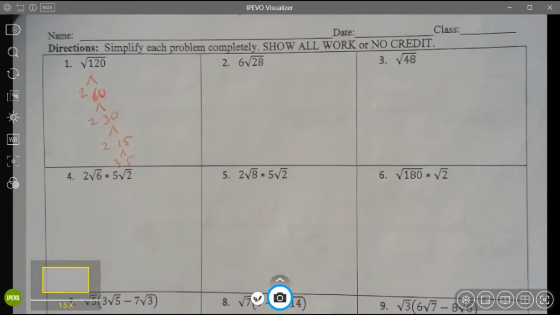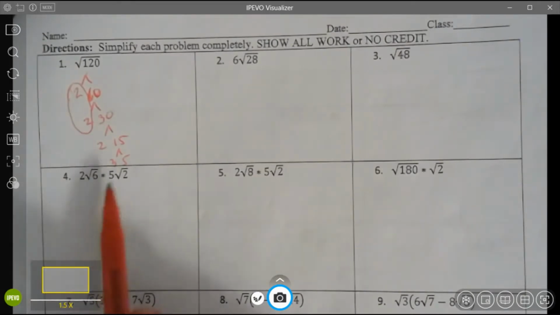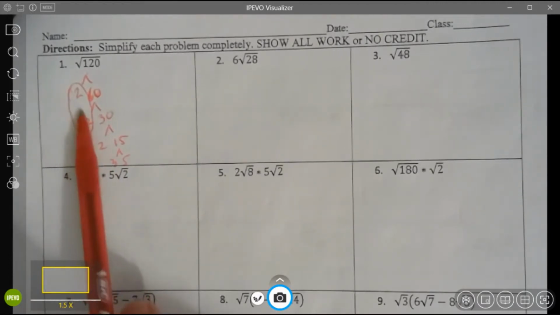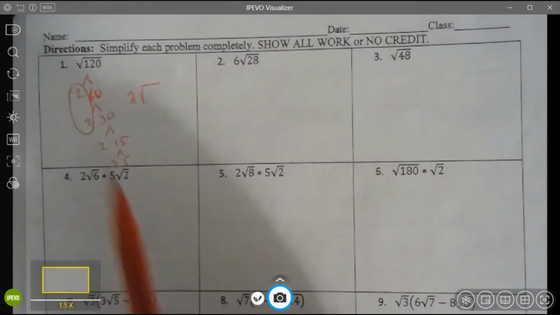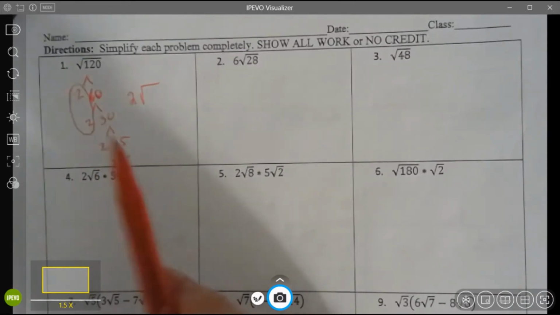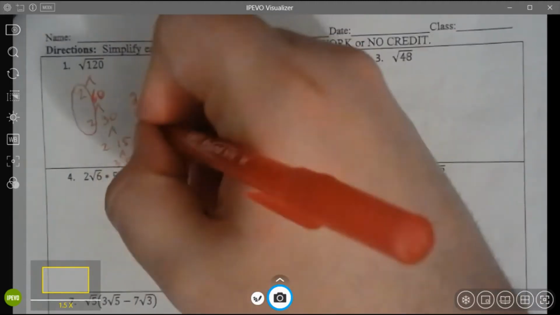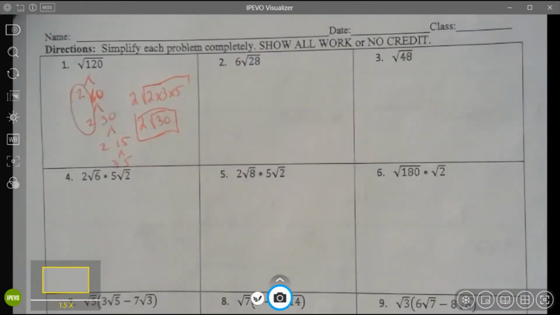So the way that we rewrite this is we can pull out pairs of prime factors. So I have a pair of 2's, and that's really all I have. I don't have another pair of 2's. I don't have a pair of 3's, and I don't have a pair of 5's. So I'm going to rewrite this. I'm going to put 2 on the outside. And in the square root, what's left over is 2 times 3 times 5, which is 2 square root of 30. So you just leave your answer like that.